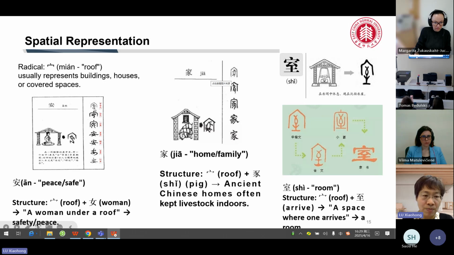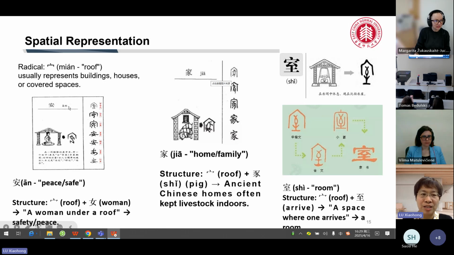Here indicates a woman. Now, as we know, in ancient China, people usually knelt. They didn't stand for women. They usually sat on their knees. That's their position. So here is a woman sitting on her knees. And then it changed a little bit into the regular form, 女, a woman. So when a house has a woman in it, it means it brings the family a kind of peace and safety. So that's how 安 came into being.